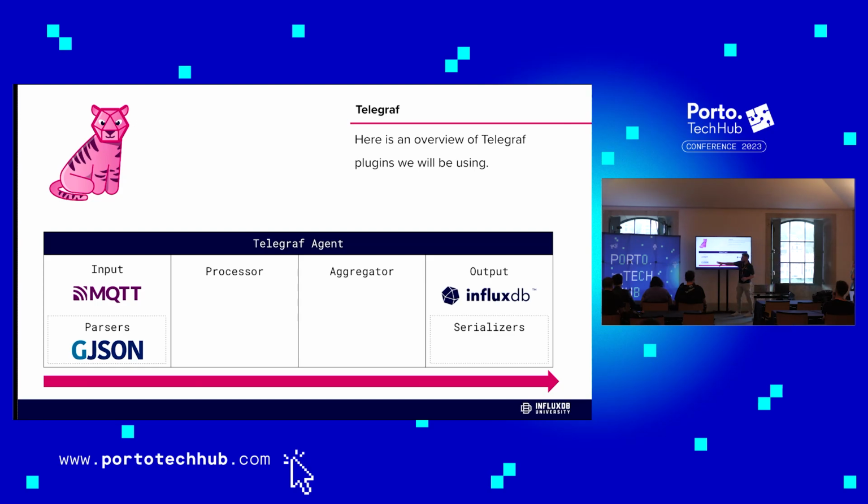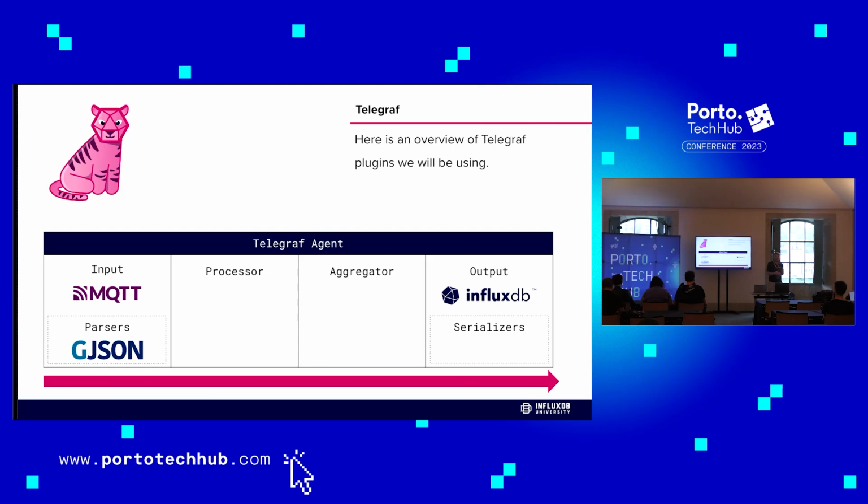We then trickle our data through a series of processor plugins and aggregators. You don't need to use processors or aggregators. They're there as an option. We just allow you to enrich your data before it reaches its final destination. And then lastly, we have output-based plugins. So in this case, we're going to be using InfluxDB.